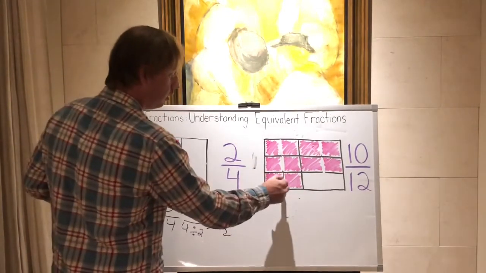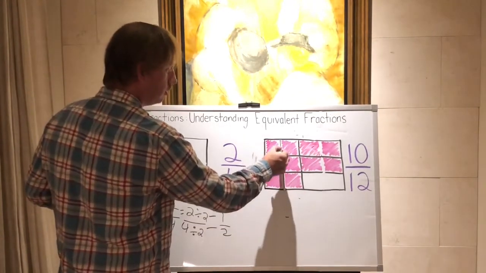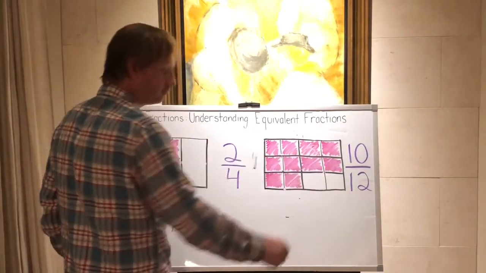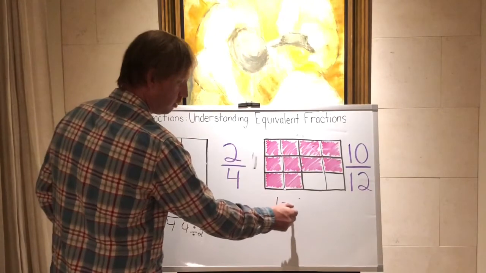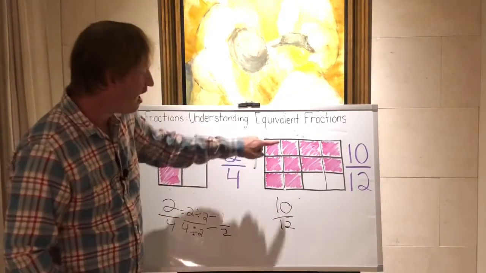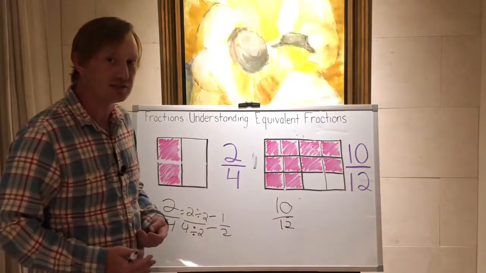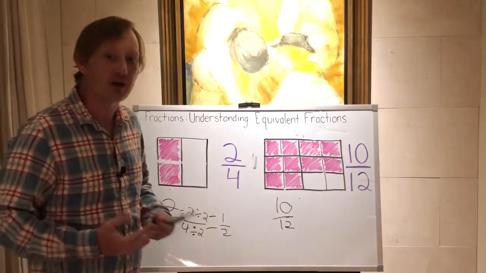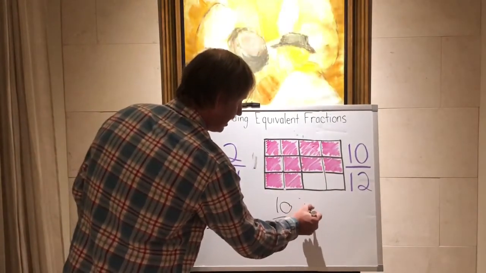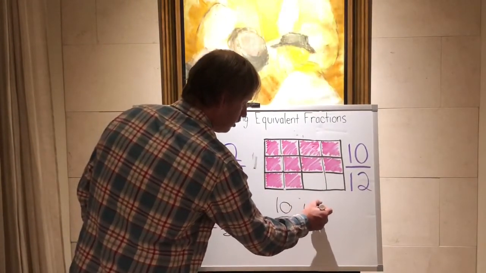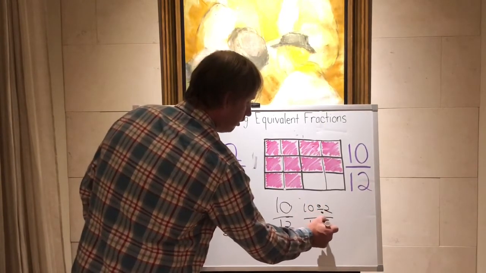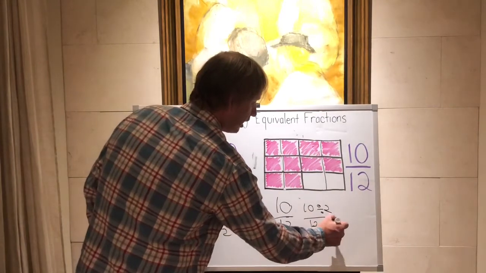Well, like before, we have our original 10 over 12. And when I cut it in half, when I got rid of half the lines, that's the same thing as dividing by 2. So we're going to divide by 2. 10 divided by 2 and 12 divided by 2.